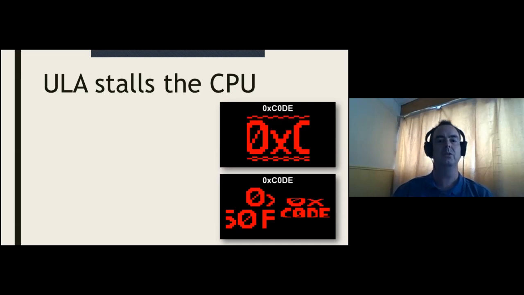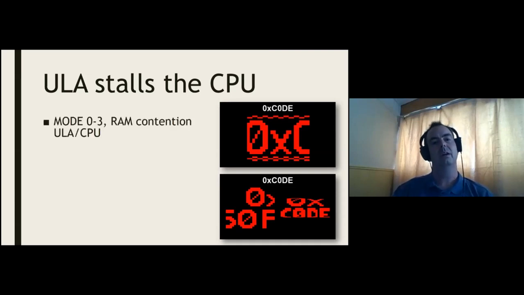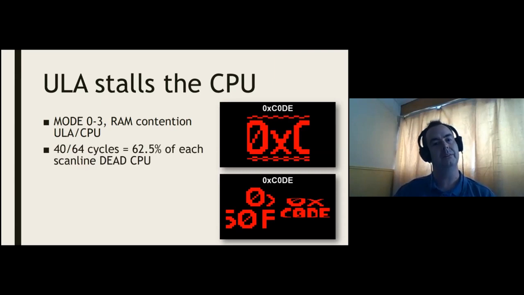I'm talking about slow modes, mode 0, 2, 3. Why is it slow? Because the ULA and the CPU are fighting for cycles. And actually, if you measure that, 62.5% to be precise, that's 40 cycles, that's the visible part of each scan line in these screen modes. You don't have any CPU at all. It's just the ULA pushing the bytes to the screen to display whatever is in video memory. So you only have exactly 24 cycles during H-sync to do anything useful in that scan line.